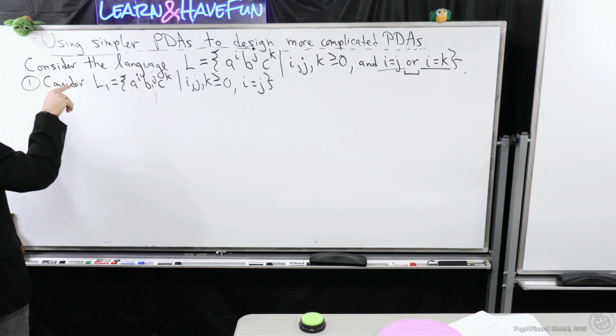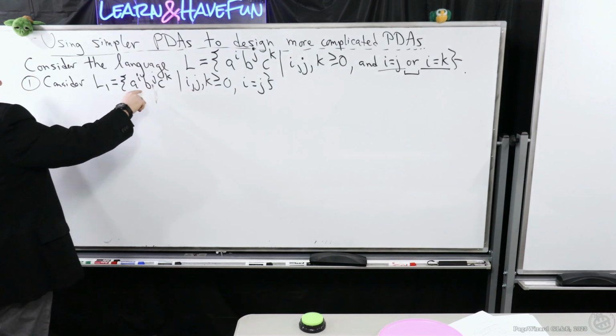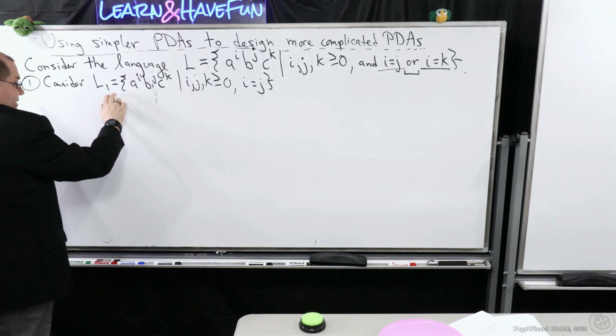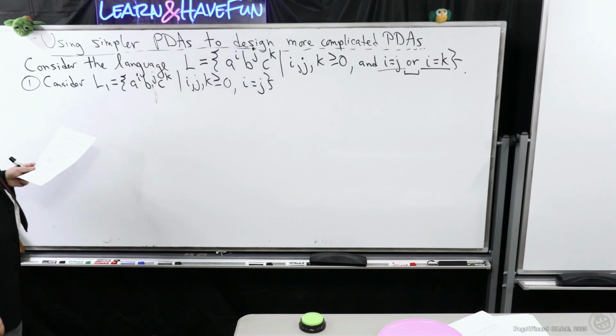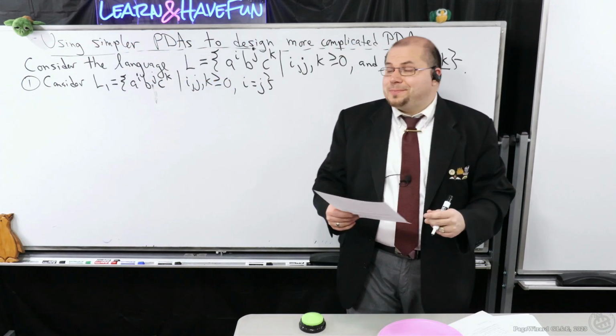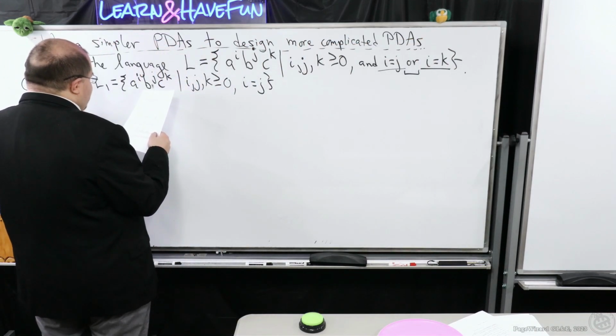So here we go. Let's look at what this means. If i is equal to j, that means that there's equal numbers of a's and b's for any one string in this language, and we don't care how many c's there are, right? This should remind you of one of our previous examples. So let's do something just like that.